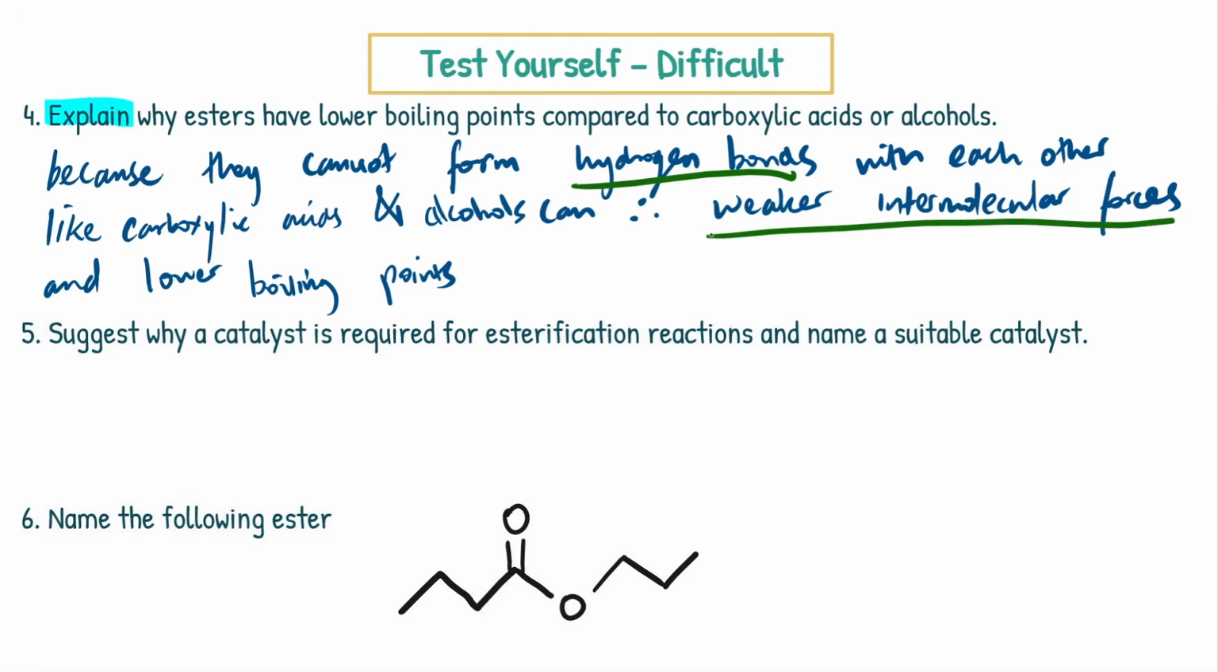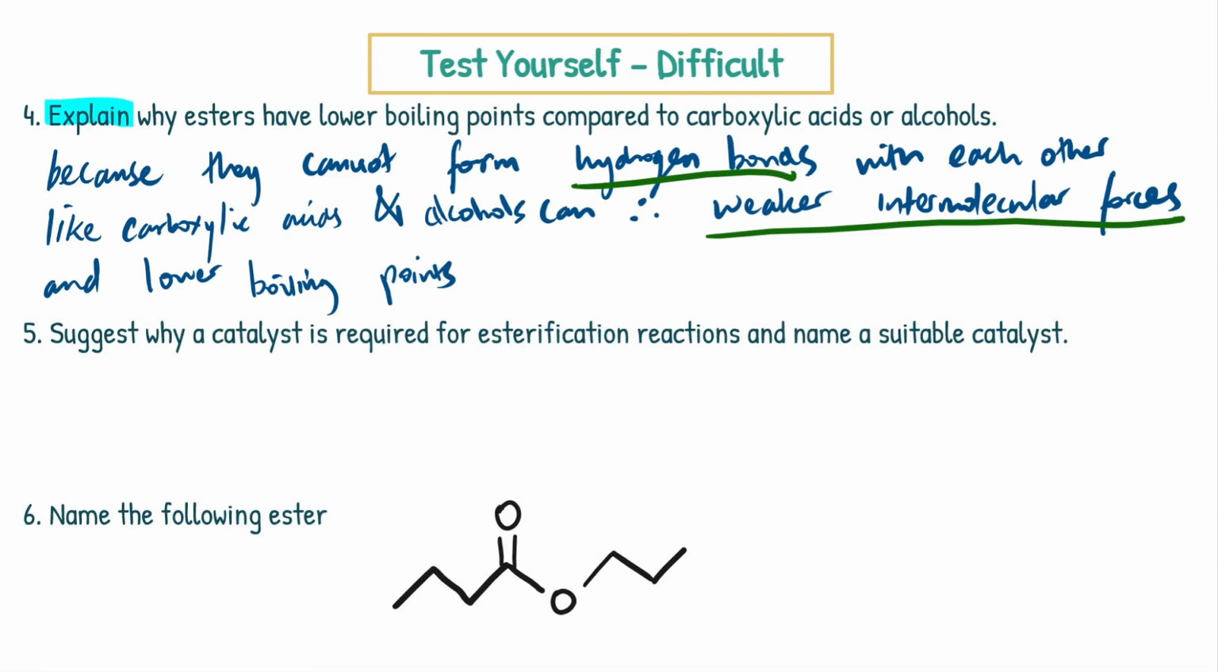Next part, you would say weaker intermolecular forces. This would probably be like your second mark or a combination of these two. And then you would have to say what this weaker intermolecular forces means: lower boiling point. Okay, this may not be a mark because it's given to you in the question, but it's always good to round off your answer as to why this is, because we're explaining it.